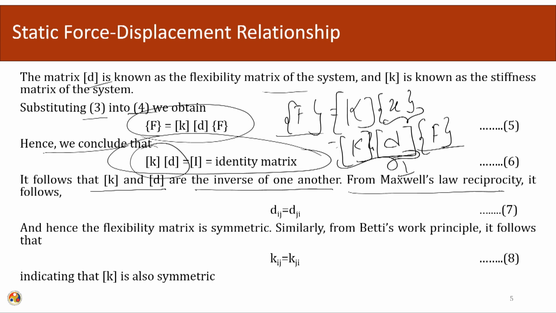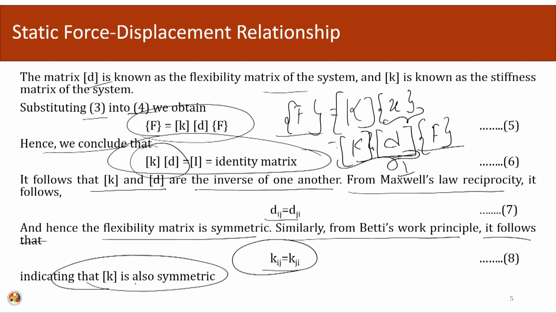So, from Maxwell's law of reciprocity, it follows that Dij equals Dji, and hence the flexibility matrix is symmetric. Similarly, from Betti's work principle, it follows that Kij equals Kji, indicating that K is also symmetric. So, if we take these two principles, Maxwell's and Betti's, using the law of reciprocity, both the stiffness matrix as well as the flexibility matrix are symmetric.